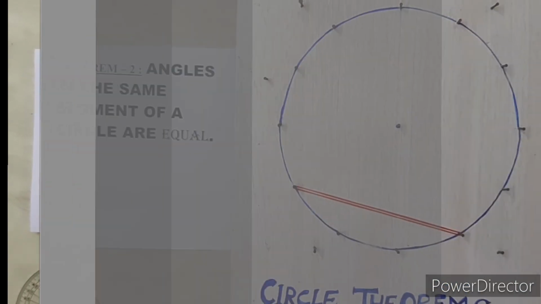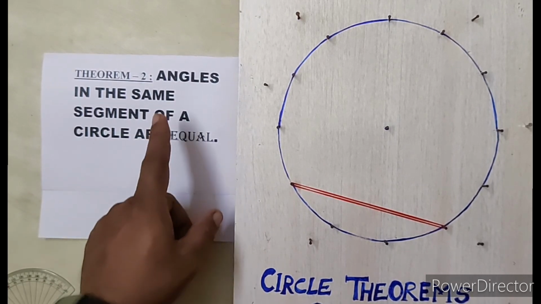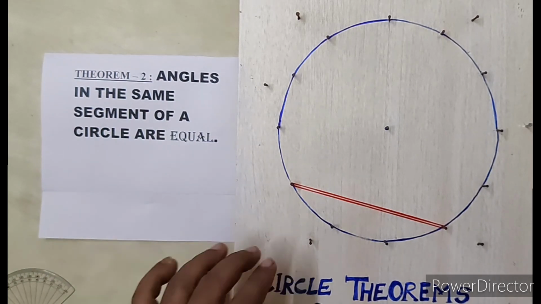So this verifies this theorem experimentally, how the angle at the center is double the angle at the circumference. Now we go to proving the next theorem, that is, angles in the same segment of a circle are equal.